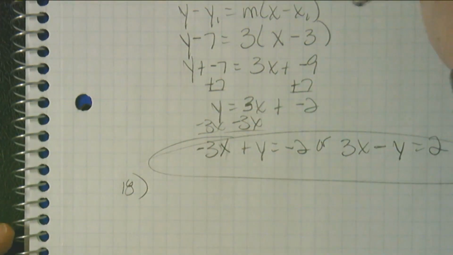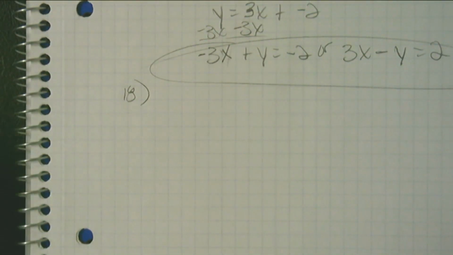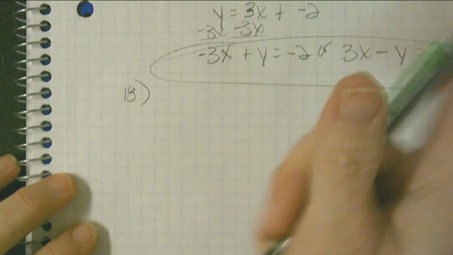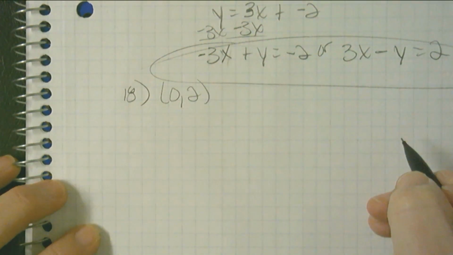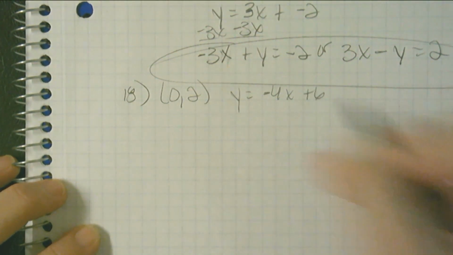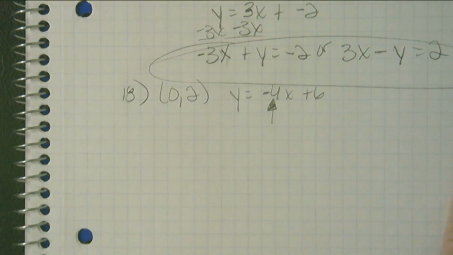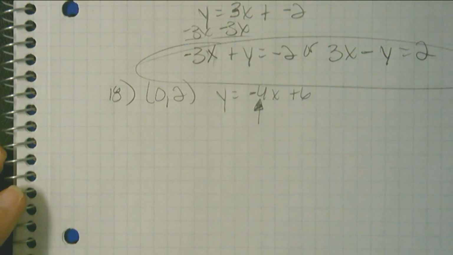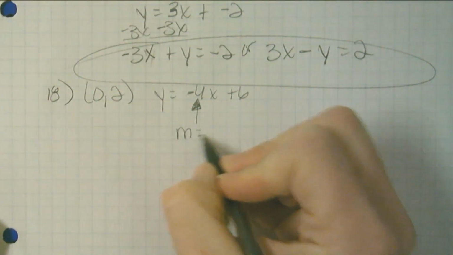Who asked me for 18? You did. Excellent. So 18, do you want me to do parallel or perpendicular or both? Perpendicular? Okay. Our point is (0, 2) that they've given us, and they've given us y equals negative 4x plus 6. The only thing I need from that given line is that slope, because I'm writing a line that is perpendicular to this line. So my slope here is negative 4.